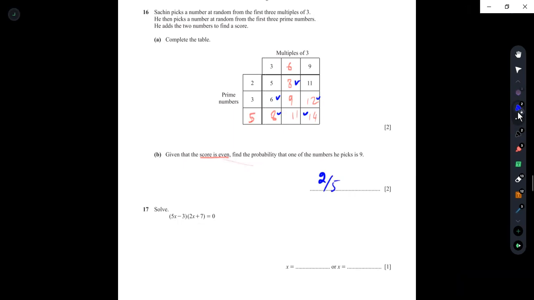Because there are 5 ways he can choose. Altogether, there are 5 ways the result can be an even number. And out of those 5, the number he has chosen can be a 9. And there are 2 occasions that happen, like when the score is 12, there could be a 9, or when the score is 14, there will be a 9. So there are 2 ways to get a 9 out of 5 ways according to this condition.